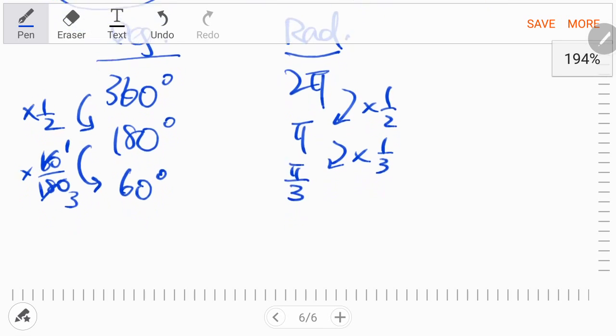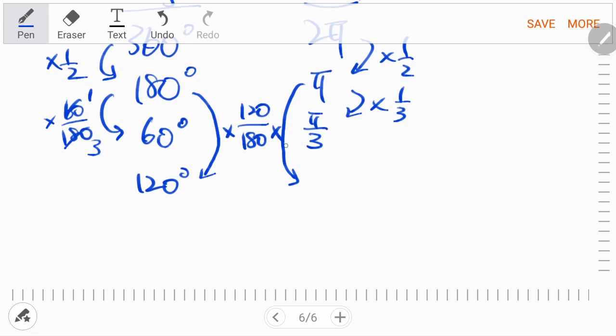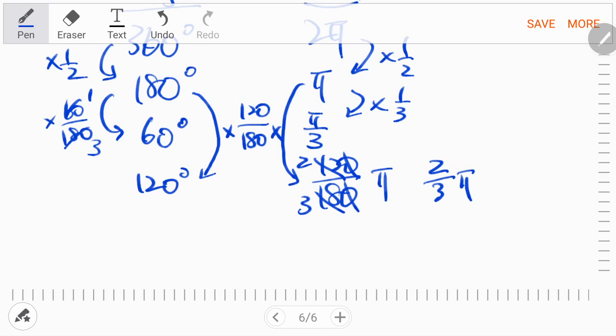Okay, let's do another one. Let's say I have 120 degrees. From 180 to 120, I need to multiply by, again, the denominator 180, and then I'll have 120 at the top. So I'm going to multiply pi by the same thing. So I will have 120 over 180 pi. The 0 and the 0 cancel out, divided by 6, I have 2 over 3. So this is 2 over 3 pi.